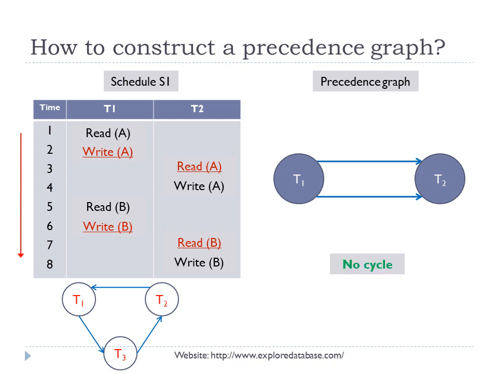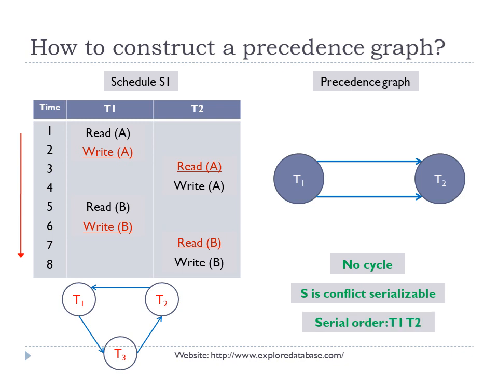But for our case, there is no cycle formed. Hence, our schedule is conflict serializable and it is equivalent to a serial schedule of order T1 and T2.